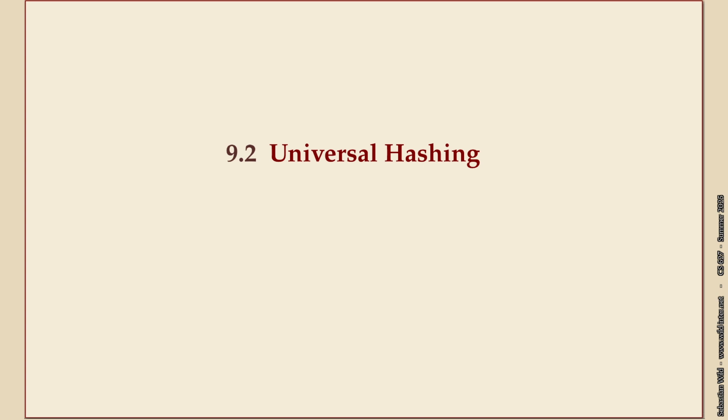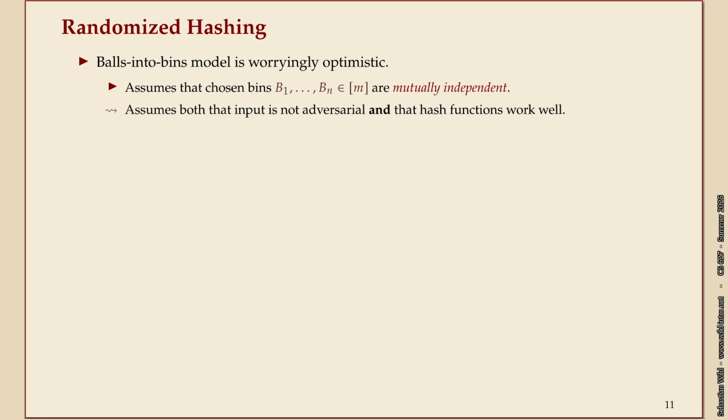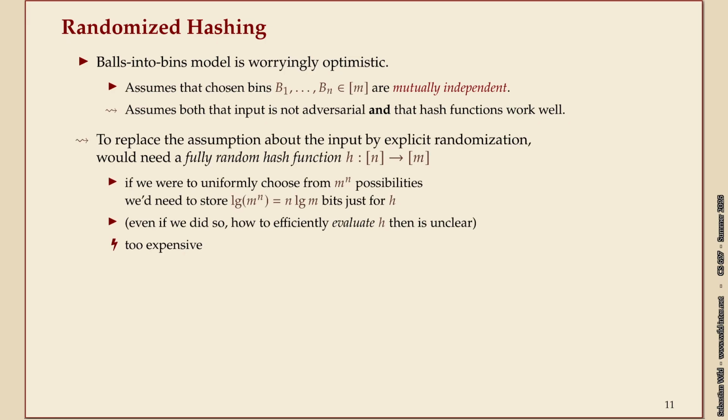In the next section, we'll look at universal hashing. So bringing randomization into hashing. As I commented on earlier, the balls into bins model is very optimistic, maybe worryingly so, by making all these independence assumptions. And so it seems to work well in practice sometimes, but if anything adversarial plays in, you shouldn't rely on this. So instead, we'd like to do what we've done in other algorithms, replace an assumption about the goodwill of data with an explicit randomization where we have control over the random bits.